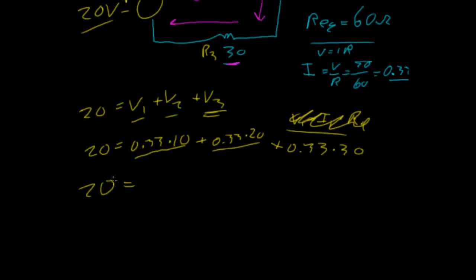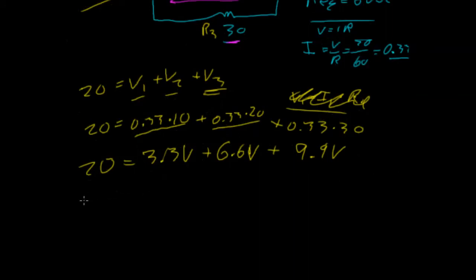We're solving for V1 first, 3.3 volts. This is V2, 6.6 volts. And solving for V3 is 9.9 volts. So I'm hoping this comes pretty close. 19.8. Pretty close. That's close enough to be good enough.